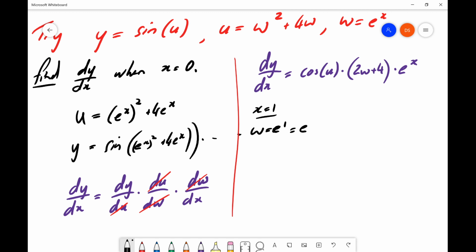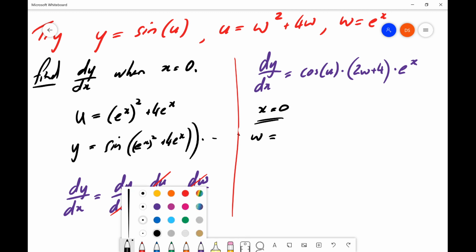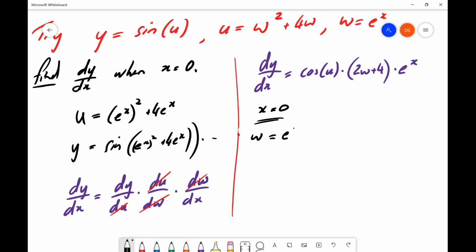No, I didn't say x equals 1. I said x equals 0. Sorry, let me do that whole section again. x equals 0, rather. And so then w is equal to e to the 0, which is 1. Okay, that's really nice. And so then if w is 1, what's u? u is equal to 1 squared plus 4 times 1. So u is equal to 5.